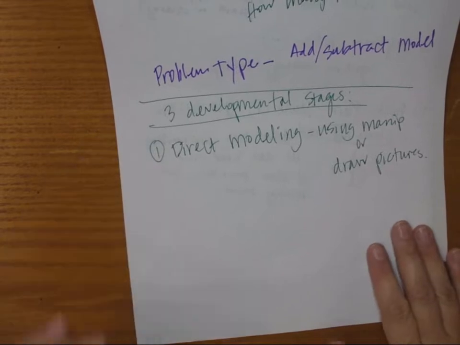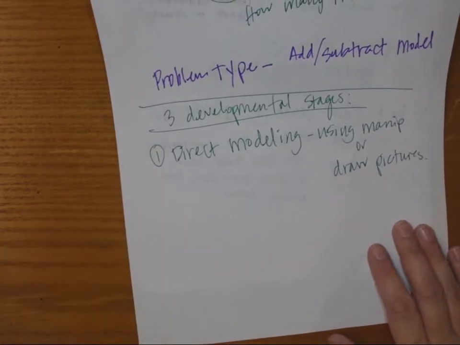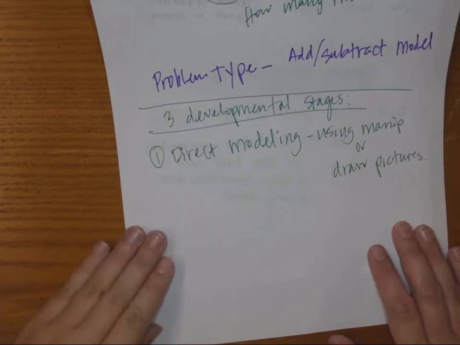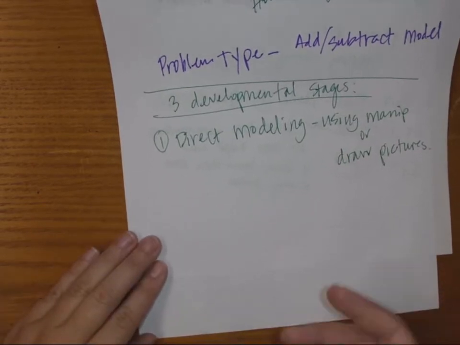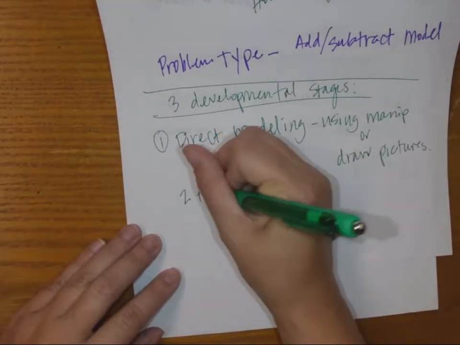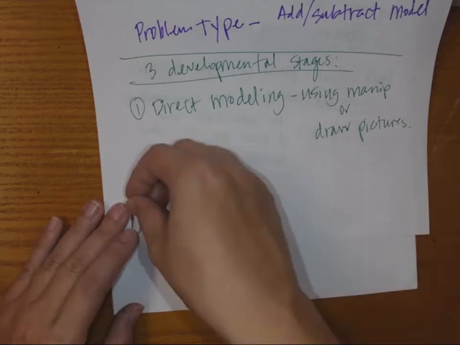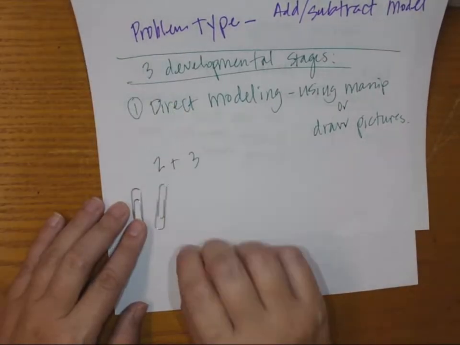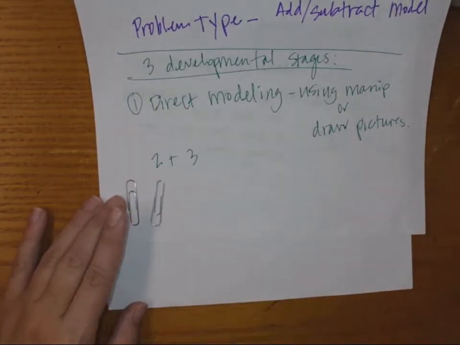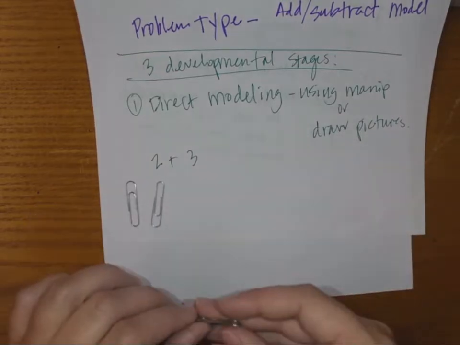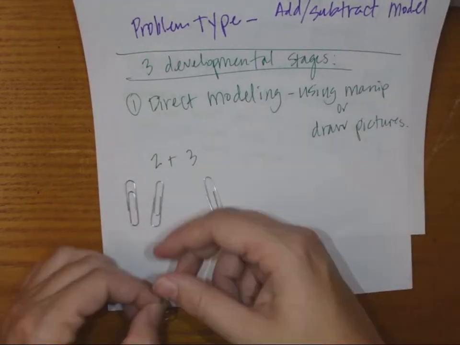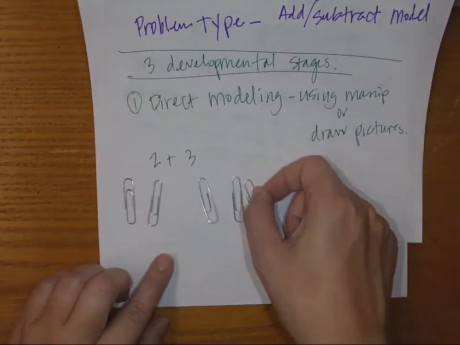Okay. So students start off in this stage, and everybody starts off in this stage, and before they can move to the next stage, they have to master this one. So an example of direct modeling, let's do 2 plus 3. Okay, so 2 plus 3, you would have to put 2 things down. So I have some paper clips right here, so I'm going to do paper clips. So I have 2 paper clips here. If I wanted to add 3 more, how many paper clips do I have total? So here's 3 more paper clips.